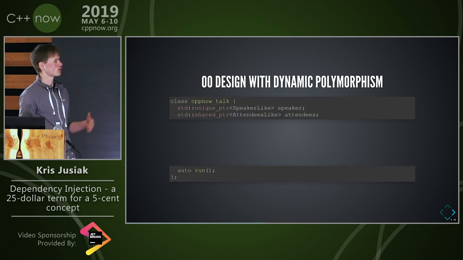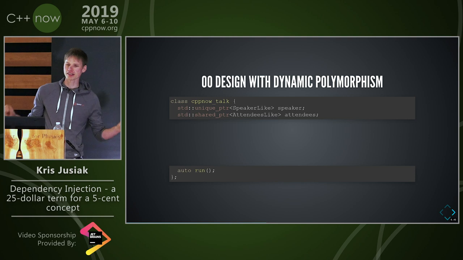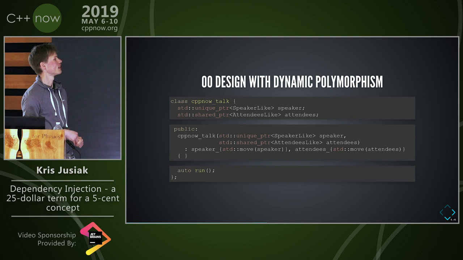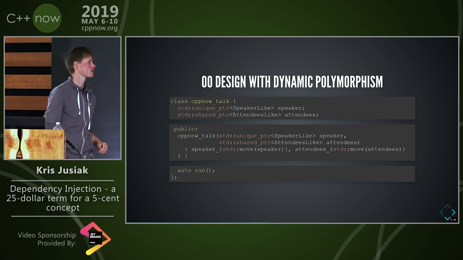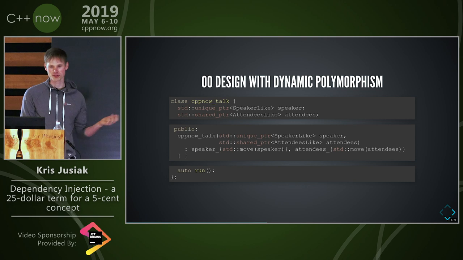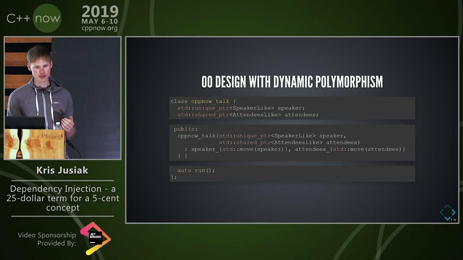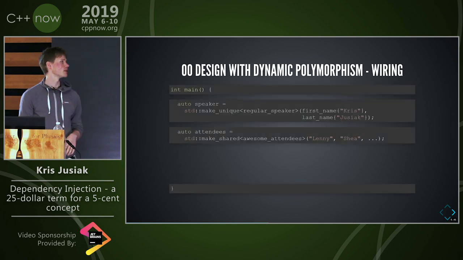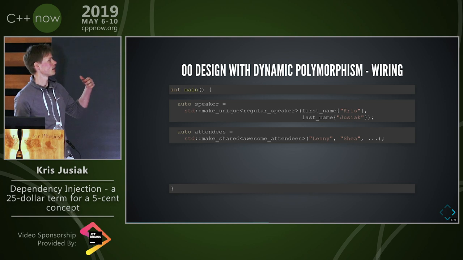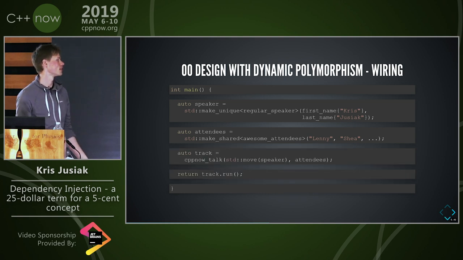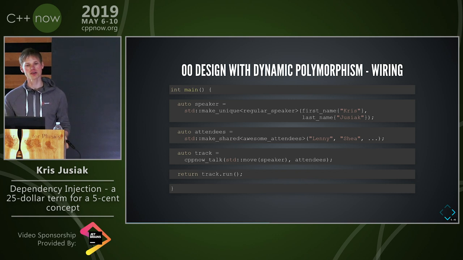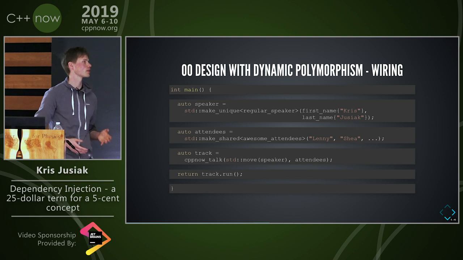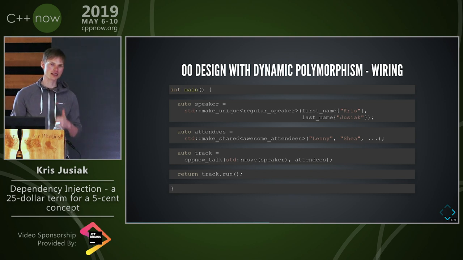So then we have to go to the heap, we introduce the smart pointers, and all these goodies, I'd say. And our constructor changed a bit. We have speaker-like, attendee-like, we move it or copy it, whatsoever. And our wiring, that would be the common theme, we make unique, make shared, and pass it through. And we just run it. So it's basically as before, but we're less coupled right now. That's good because right now we can actually introduce fakes or different types of speakers. So the design has improved.